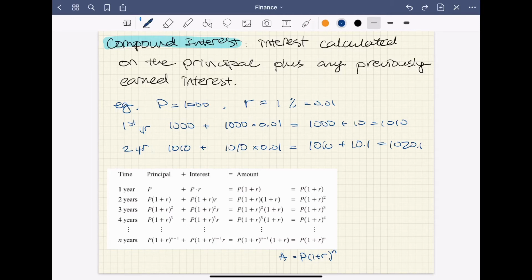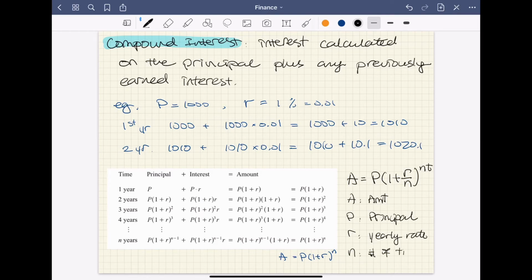Then our new formula becomes this: A equal to P times 1 plus R over N to the power of NT. A is the same, stands for amount. P is again principal. R is the rate, yearly rate. N is the number of times that the interest is compounded.